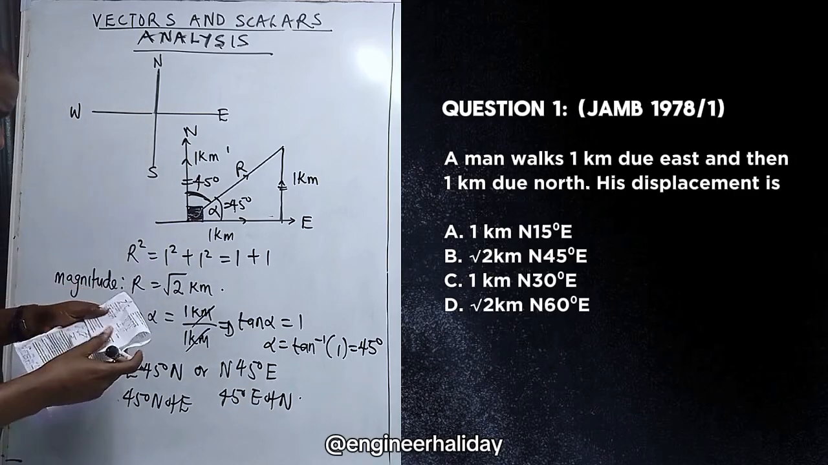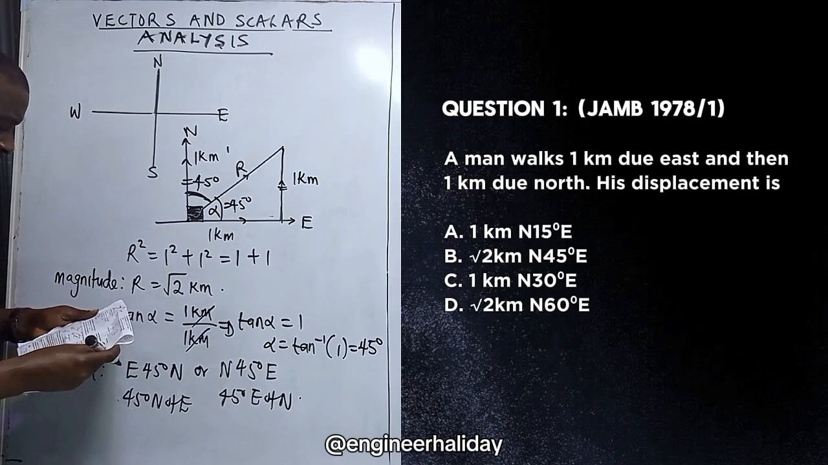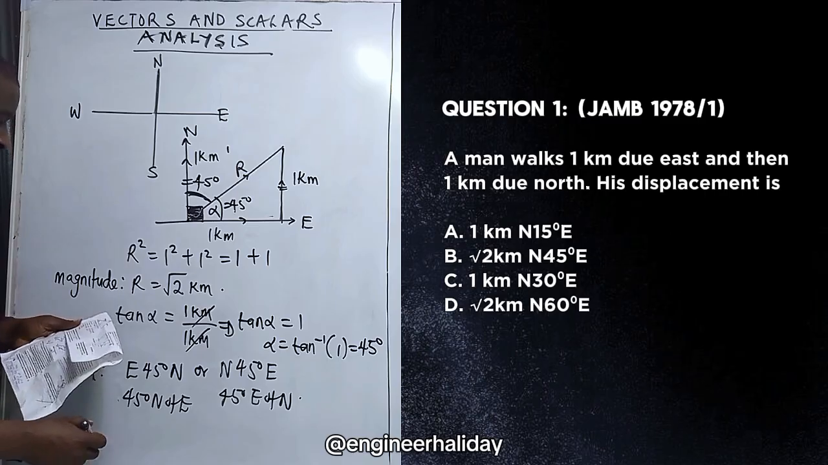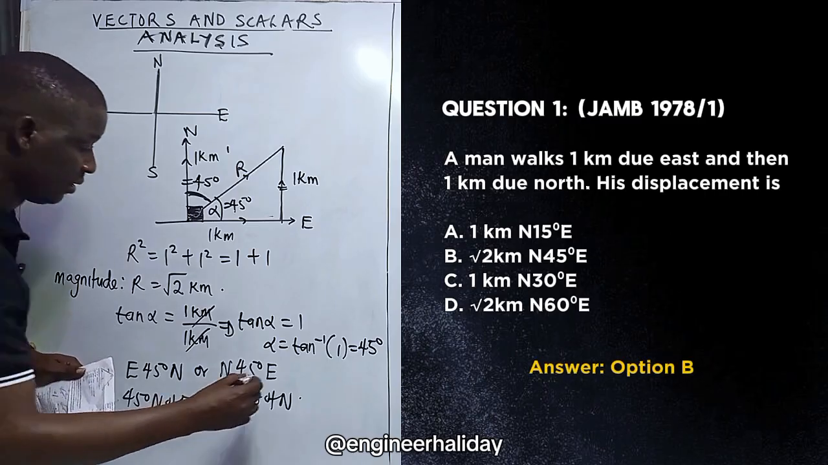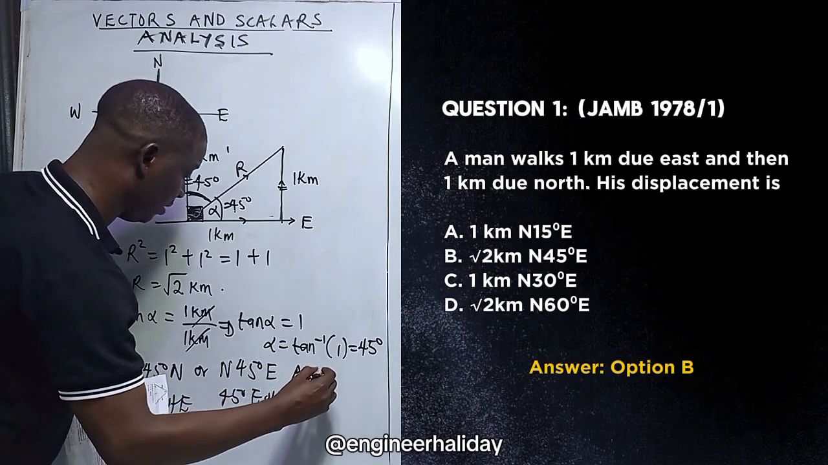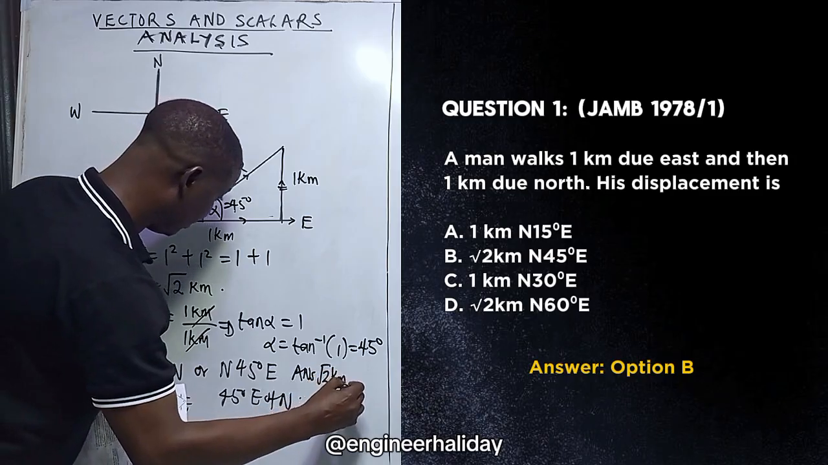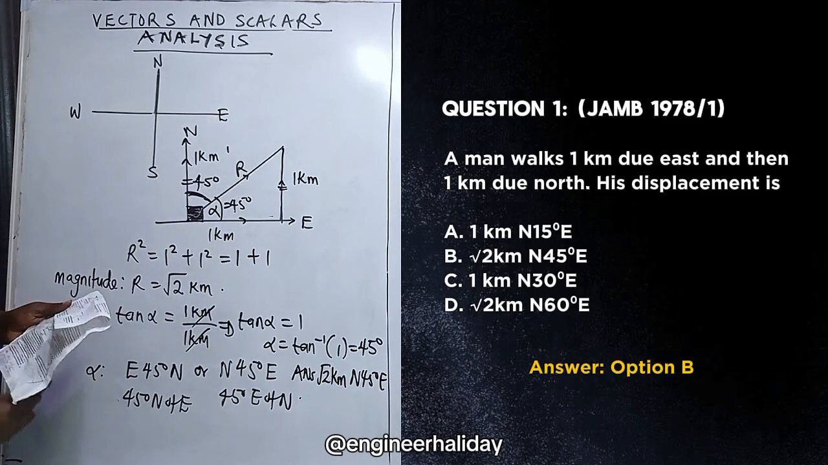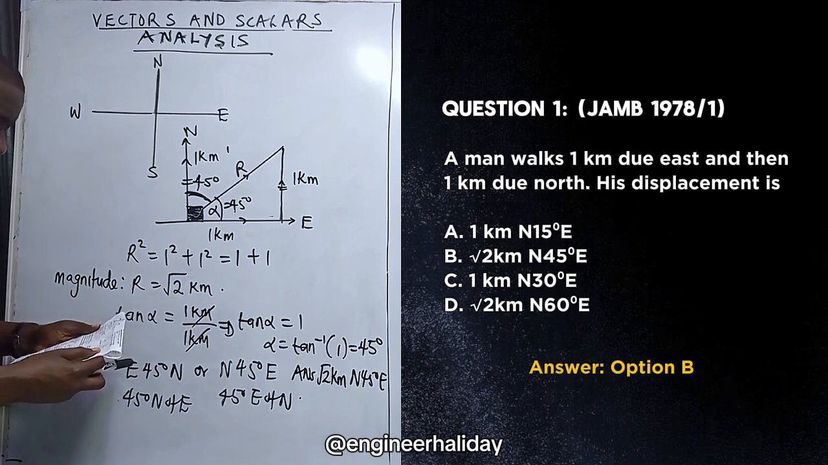But in the options, what we have is 1 kilometer north, 45 degree east, and root 2 kilometer north, 45 degree east. I think that one is better. Root 2 kilometer. So the answer is B, root 2 kilometer north, 45 degree east. We go to number 2, that one is option B.